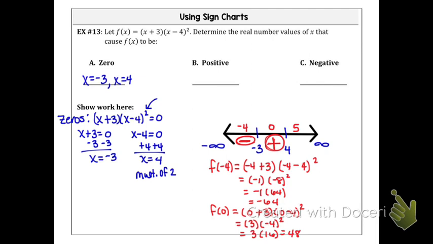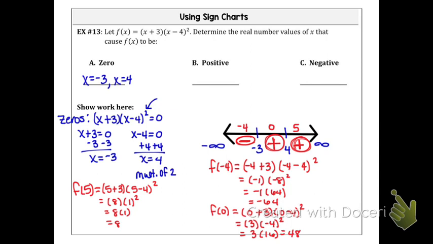And then I'm going to plug in 5. Solve it. It's positive, so that means everything from 4 to infinity is going to give me a positive answer. Most of the time these will alternate, but notice right there surrounding the 4, they were the same, and that's because it had even multiplicity.